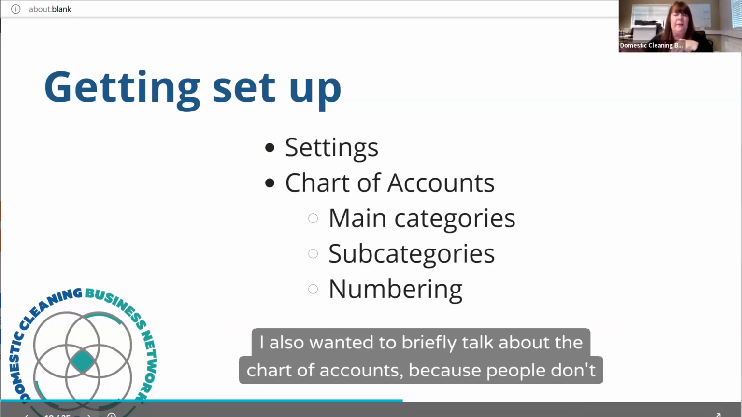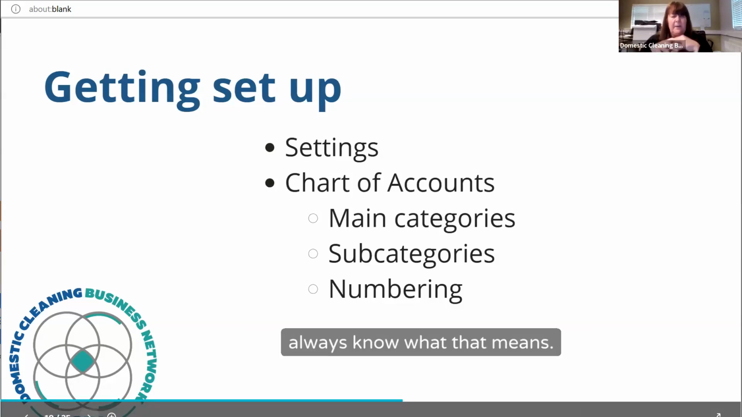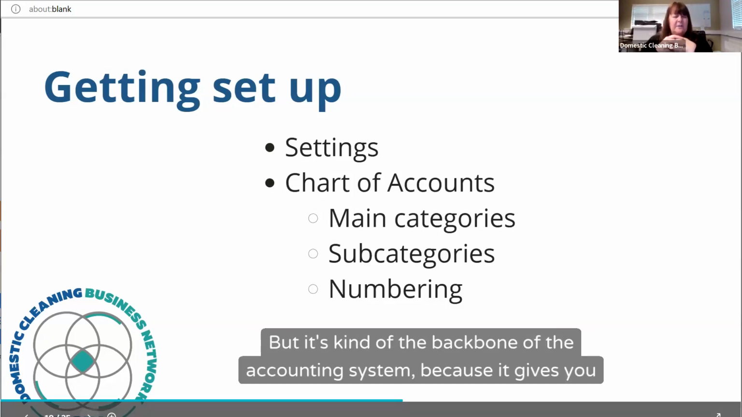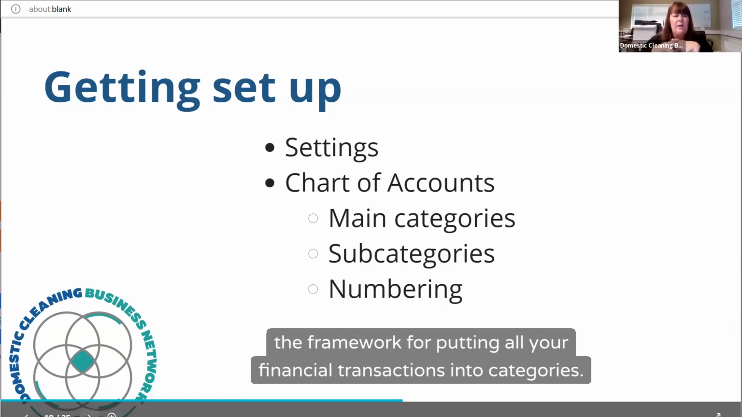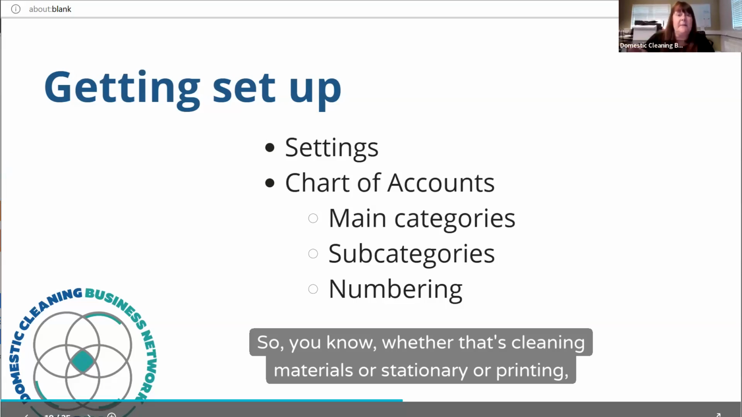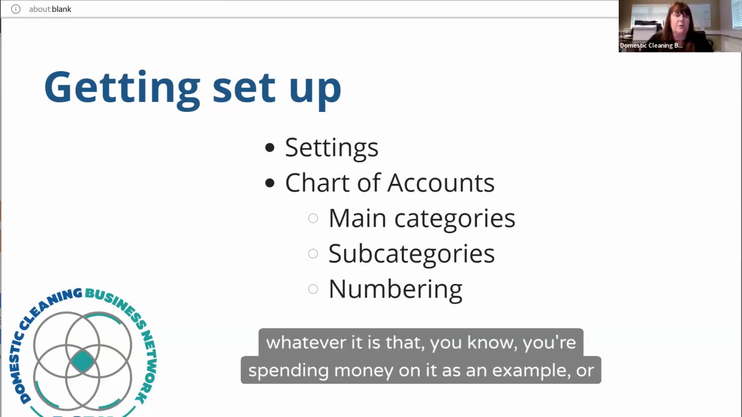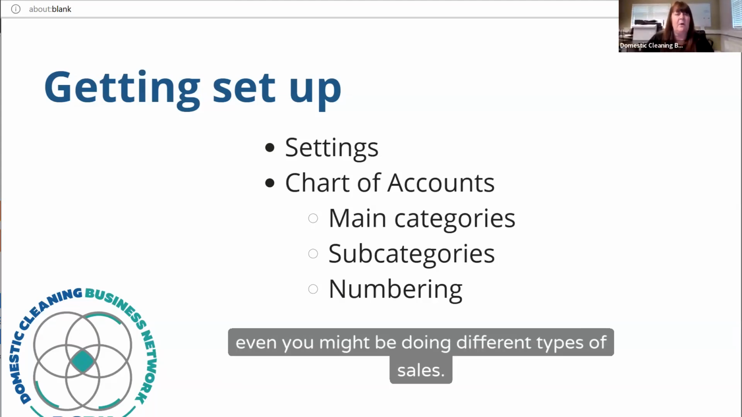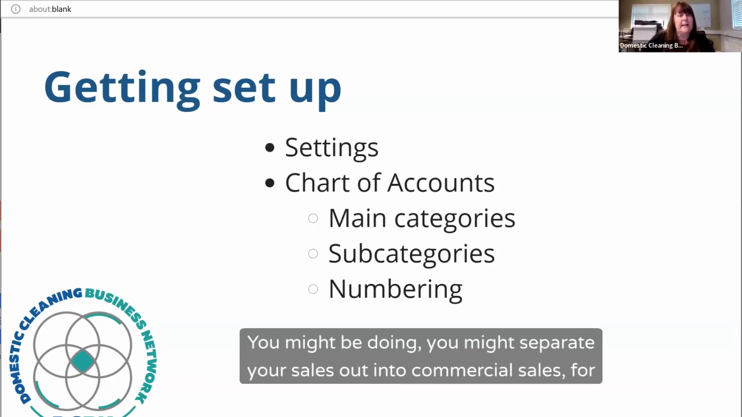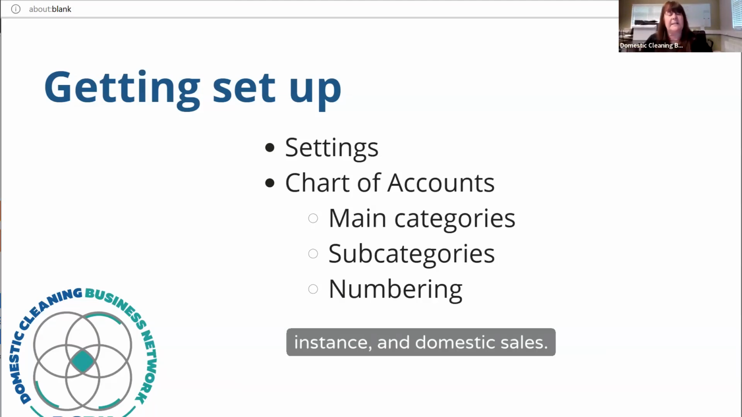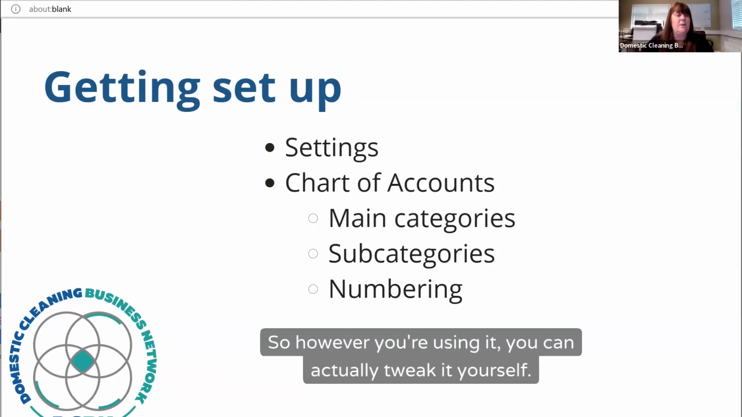I also wanted to briefly talk about the chart of accounts, because people don't always know what that means, but it's the backbone of the accounting system, because it gives you the framework for putting all your financial transactions into categories. So whether that's cleaning materials or stationery or printing, whatever it is that you're spending money on, as an example, or even you might be doing different types of sales. You might separate your sales out into commercial sales, for instance, and domestic sales. So however you're using it, you can actually tweak it yourself.